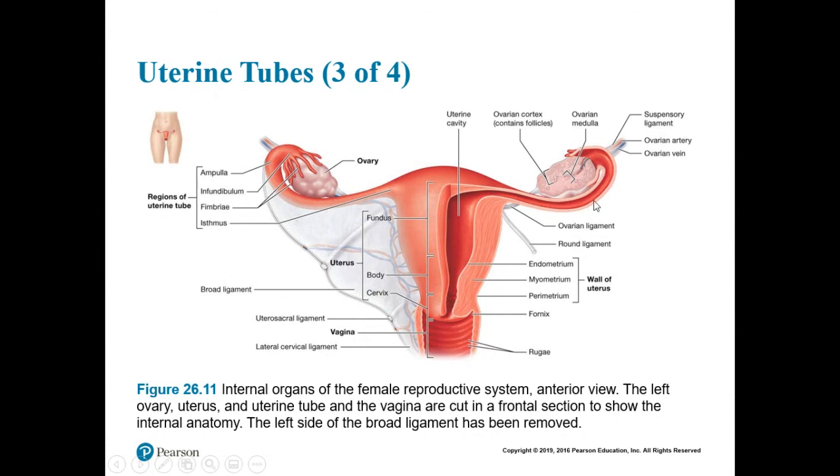The egg is released in the fallopian tube, and this is mostly where fertilization takes place, either on the left side or on the right side.